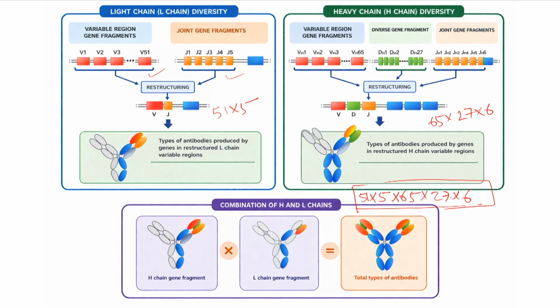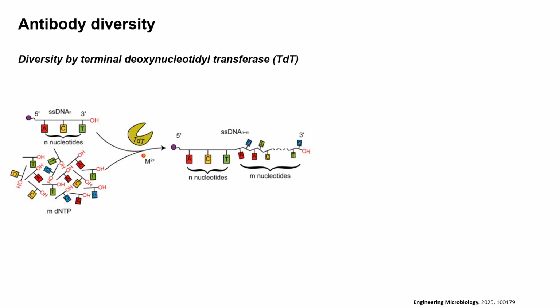Let's move on and see the second phenomenon, which is antibody diversity based on a very specific enzyme called terminal deoxynucleotidyl transferase, TDT. As the name itself indicates, terminal means at the end. Deoxynucleotide means it is very specific for DNA segments. And transferase means it can transfer something. We'll see what it can transfer.